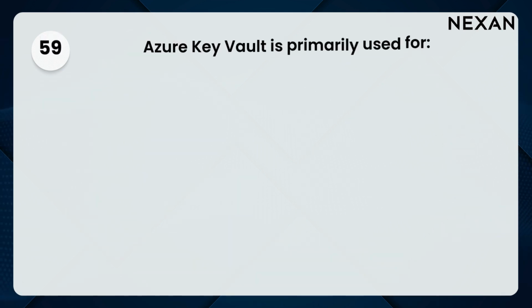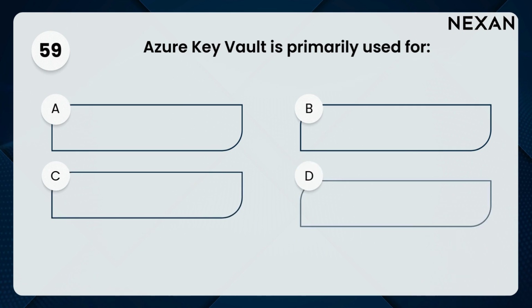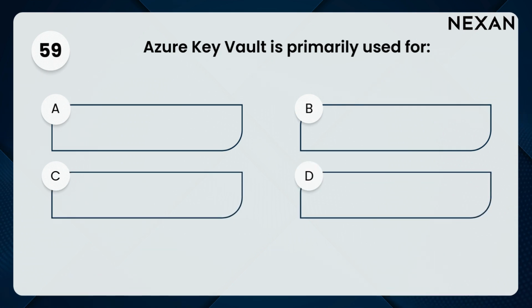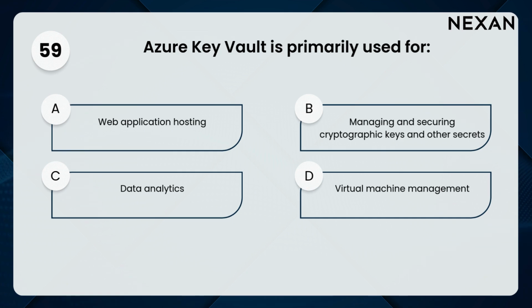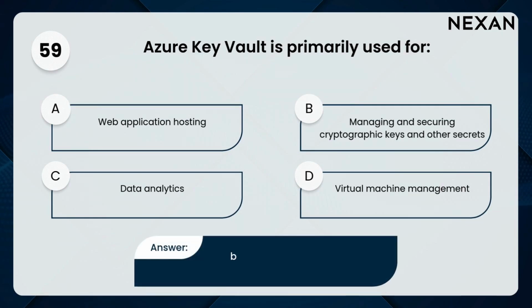59. Azure Key Vault is primarily used for A. Web application hosting. B. Managing and securing cryptographic keys and other secrets. C. Data analytics. D. Virtual machine management. Answer: B. Managing and securing cryptographic keys and other secrets.